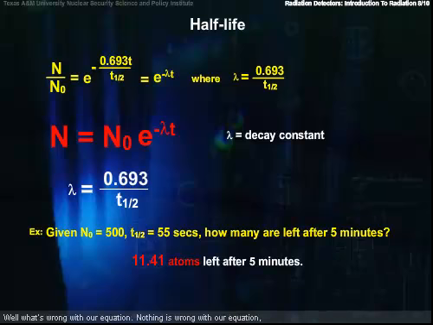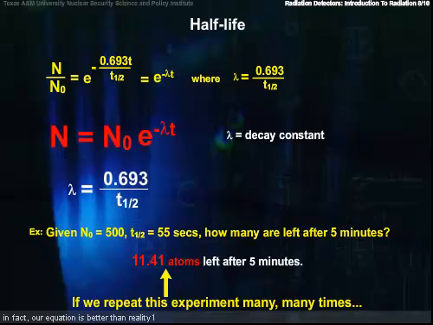What's wrong with our equation? Nothing is wrong with our equation. In fact, our equation is better than reality. What the equation says is, if you repeat this experiment many, many times, on average, you will have 11.41 atoms left after 5 minutes. This is somewhat the same as the average couple in the United States having 2.13 kids, or 2.42 neutrons emitted during fission. The equation describes the expected value, to use the statistical term.